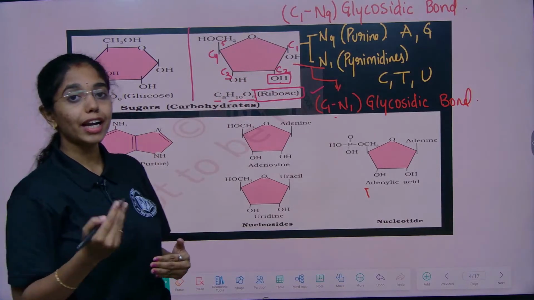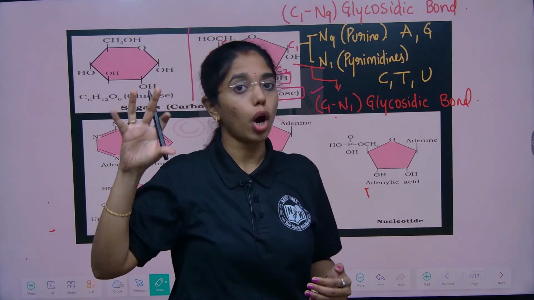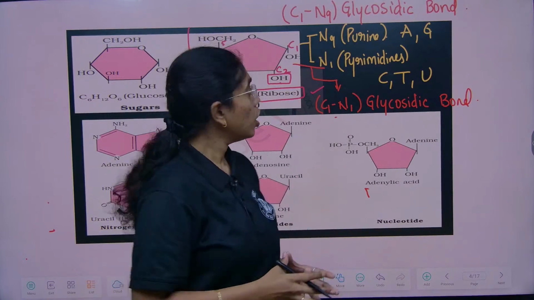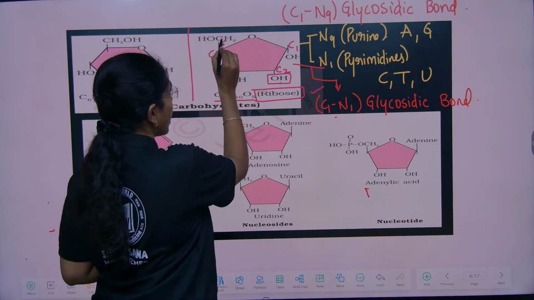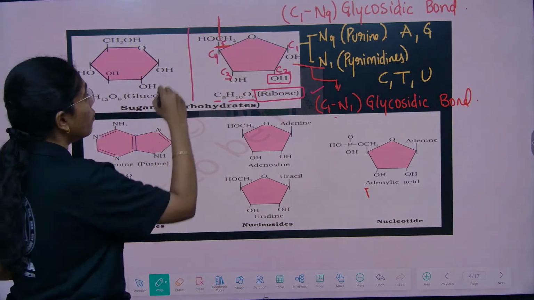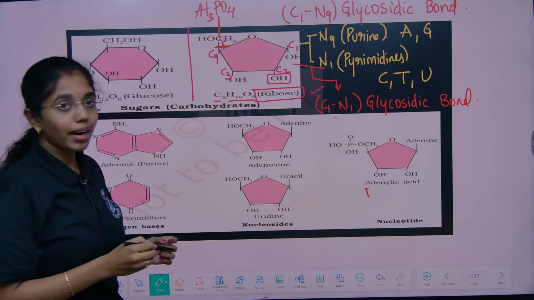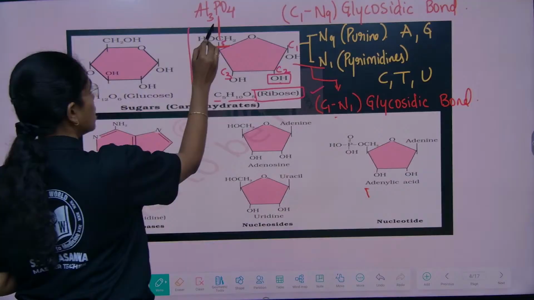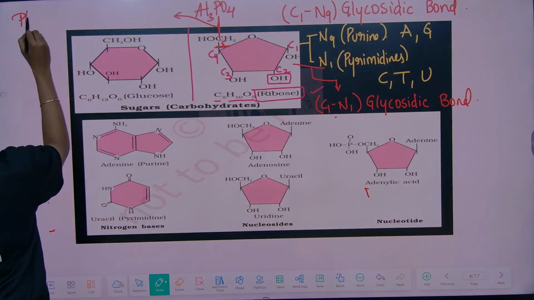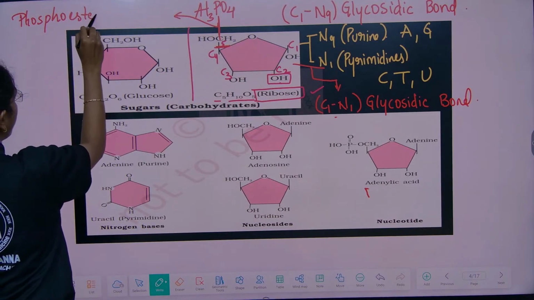How is a nucleotide formed? If a phosphate group is attached to the 5th carbon of the nucleoside, then you will see the structure of a nucleotide. So here if you observe, to the 5th carbon the phosphate group is attached via phosphoric acid, that is H3PO4. The bond formed here is a phosphoester bond.